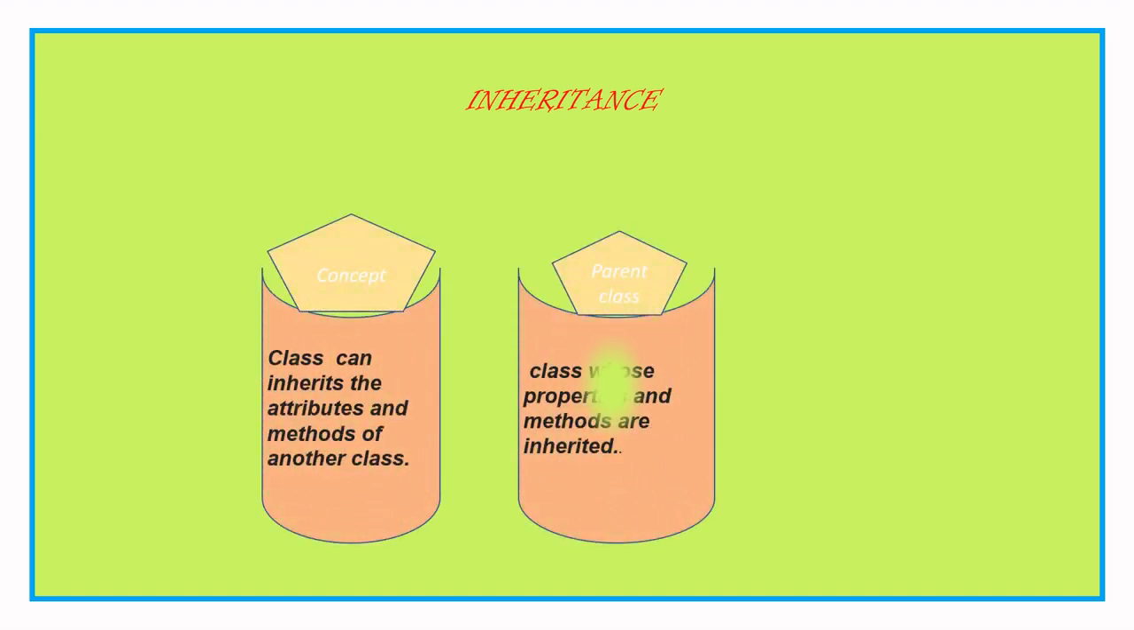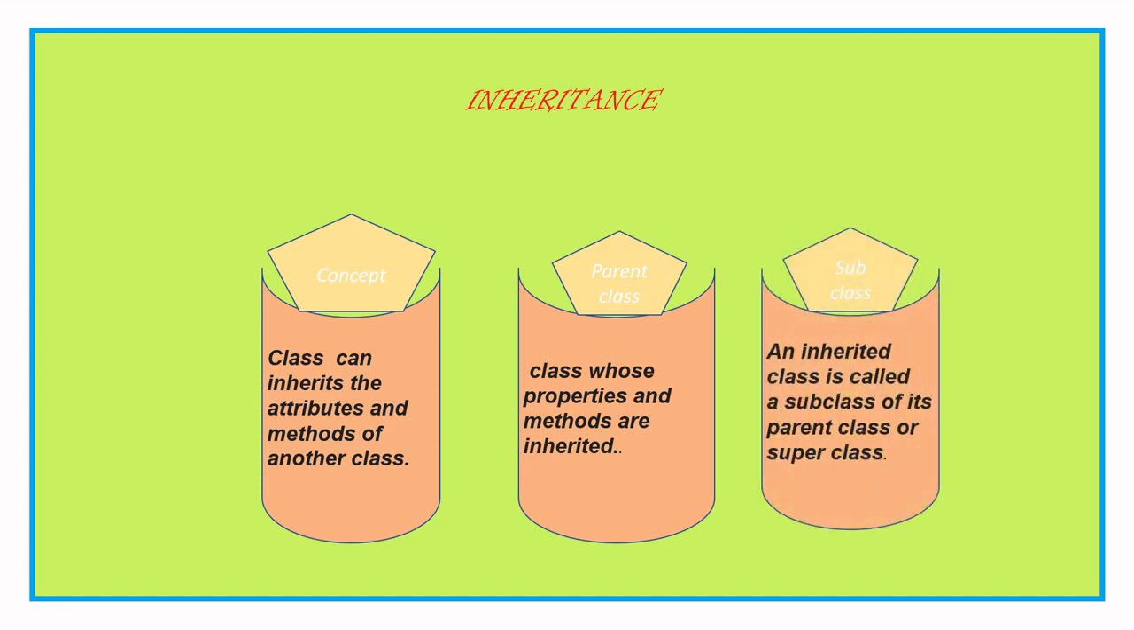Inheritance. The class which inherits the attributes and methods of another class. The parent class, meaning the class whose properties and methods are inherited, is known as the parent class or base class. An inherited class is called the subclass.